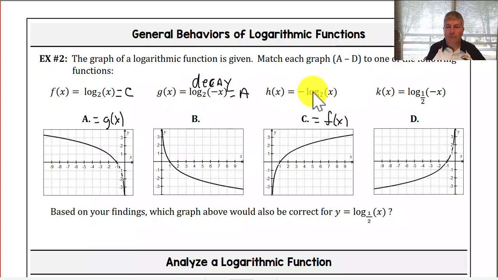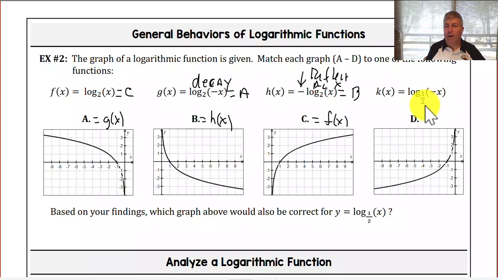H of x, the opposite of log 2 of x. Now this is going to create a vertical shift. So everything from our standard logarithm, our positive y's are going to become negative y's. Our negative y's are going to become positive y's. So this one is b. b is h of x because we're reflecting across x. And then the last one, k of x, has got to be d.